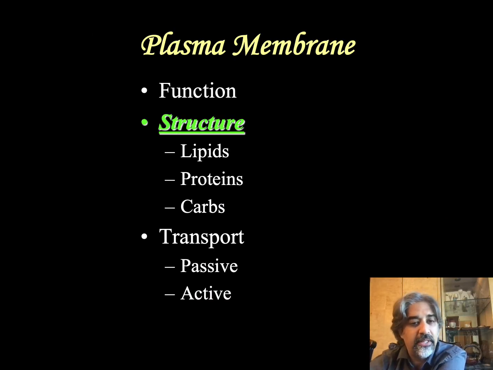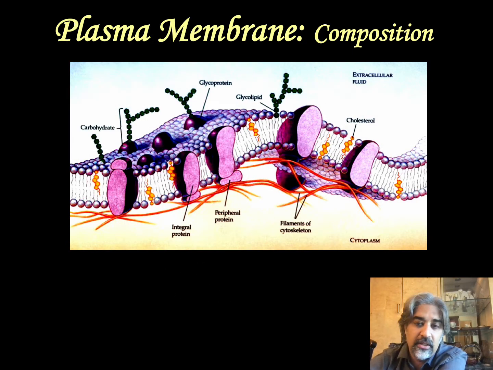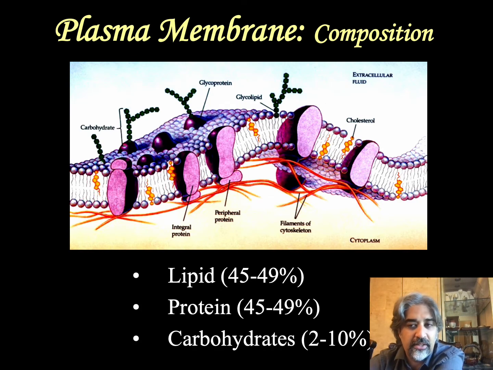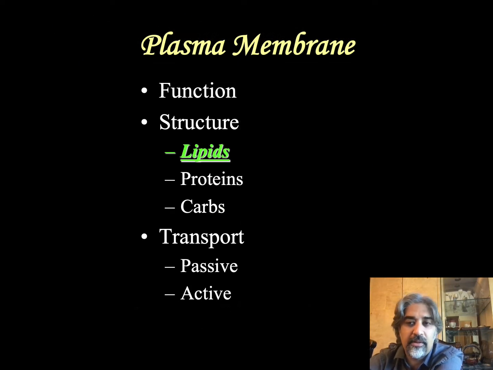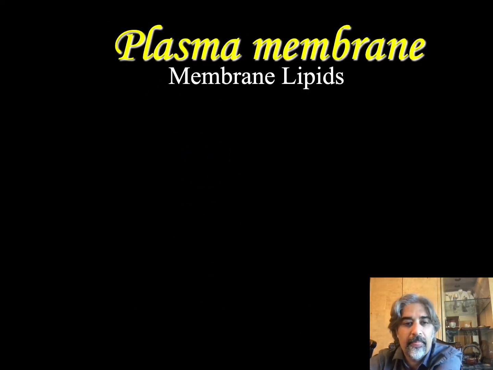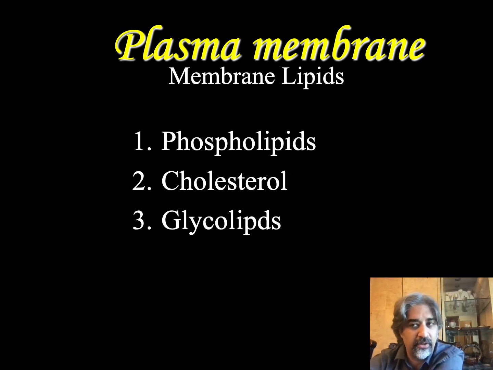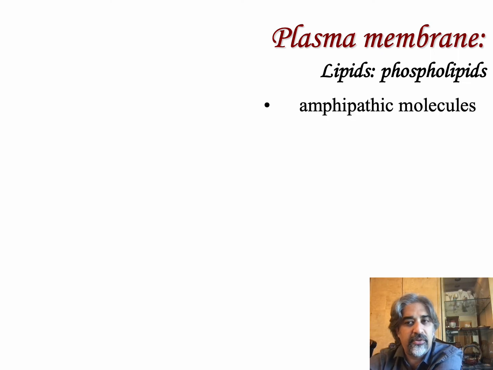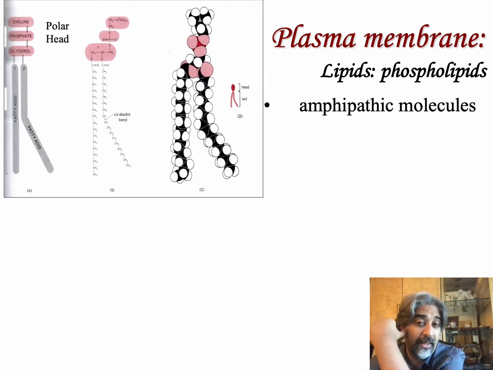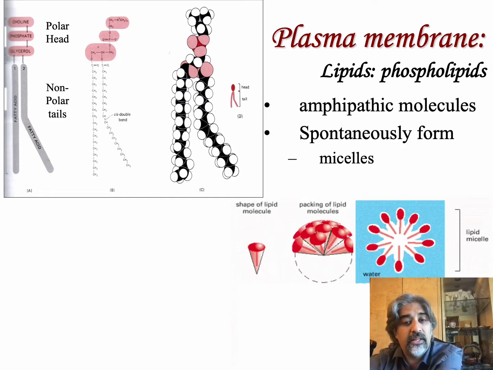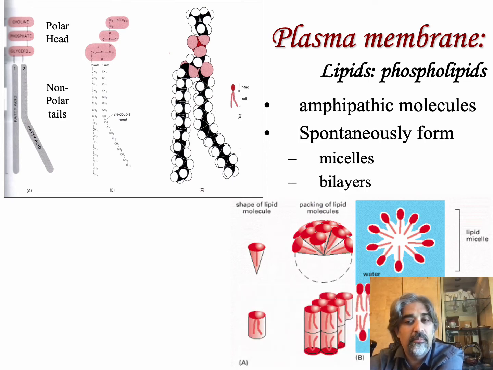Structurally, it's made of lipids, proteins, and carbs. It's about 50% lipids, 50% protein, and a little bit of it is carbs. So the lipids. The plasma membrane lipids are phospholipids, cholesterol, and glycolipids. Phospholipids, as you may not remember, are amphipathic molecules. So there's a glycerol polar head, and then there are two nonpolar tails. If you put them in water, they'll spontaneously form either micelles or bilayers.